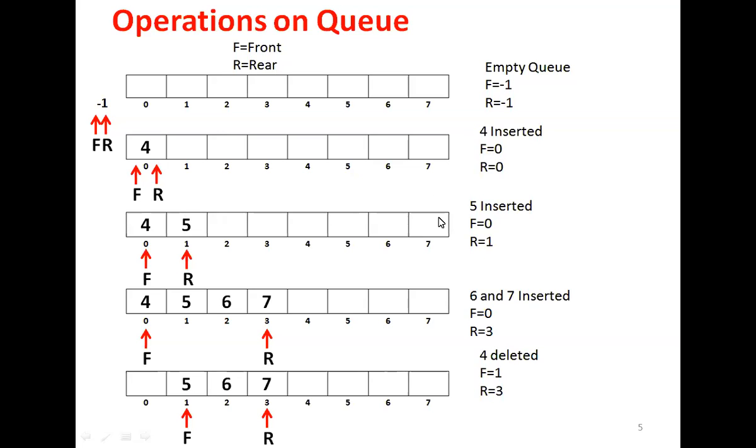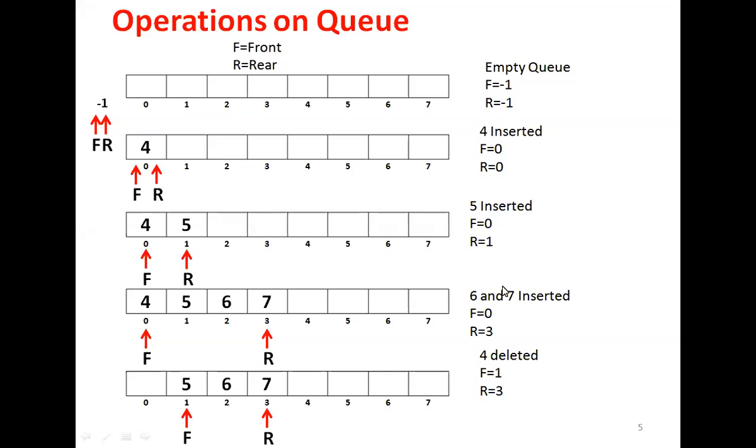And then I'm inserting this 5 into this queue. Same thing, if you are inserting something, then you have to increment the value of r. Before this r was 0. Now you have to increment r by 1, so after increment it becomes 1. So r is now pointing to 1. Then you insert 5 here.